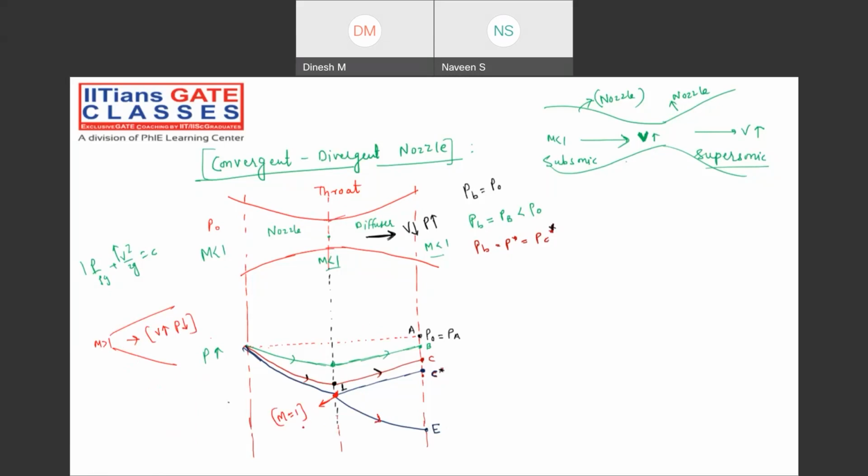That means at the throat the Mach number is equal to 1. At that point, my dear friend, there are two possibilities. One is this one, and the other is this one. The flow can reach point C star, or it can reach the E point. Please note down till this part. Now the game will start. Just note down.